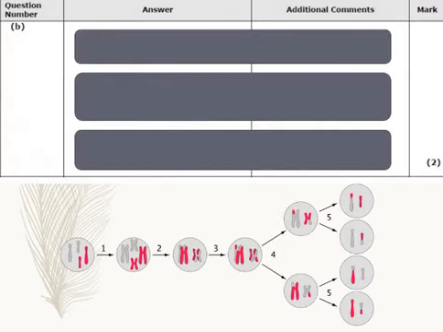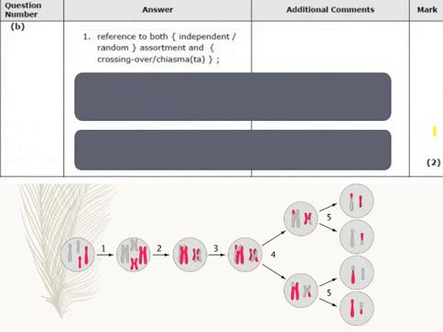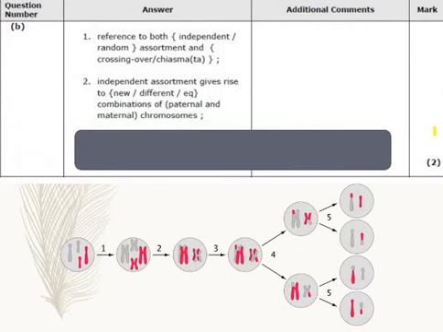Okay, and the answers are, you need to have reference to both independent assortment and crossing over. Both of these things need to be mentioned, and then you can explain each one. So independent assortment gives rise to new combinations of chromosomes. And you can sort of see it here on this diagram.